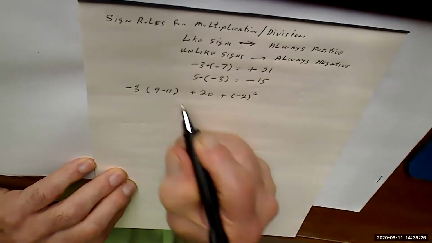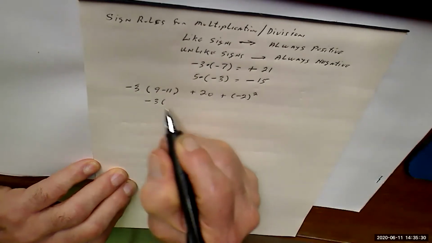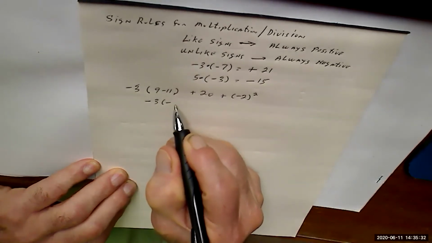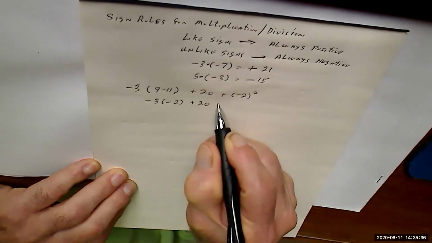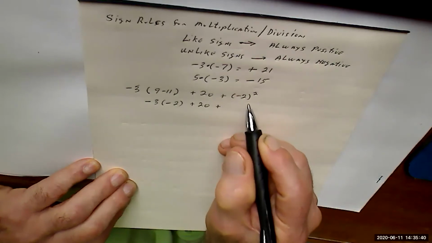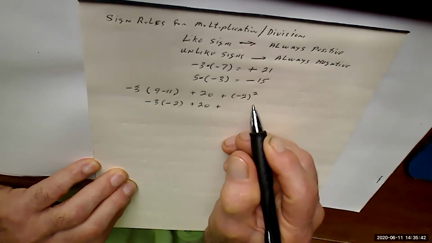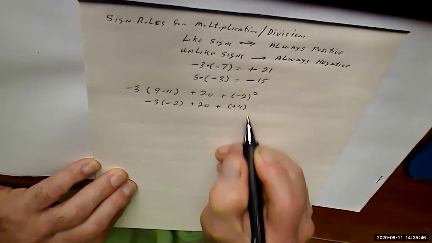Well, I see a parentheses here, so I'm going to do inside the parentheses. 9 minus 11 is -2, so it's -3 times -2, add 20. And I'm going to be squaring everything that's inside the parentheses. So that's -2 times -2, or +4. And I'll write it this way.